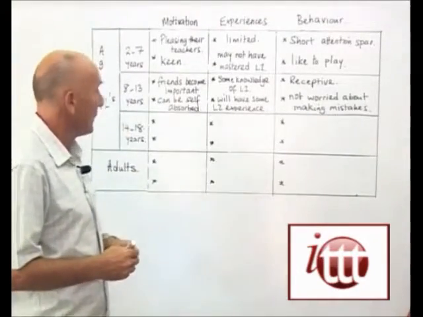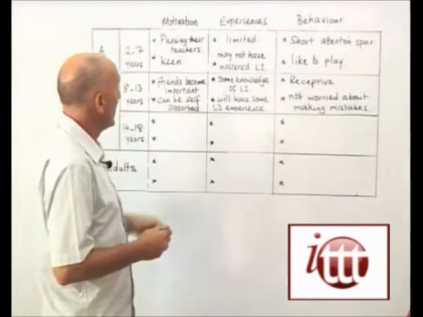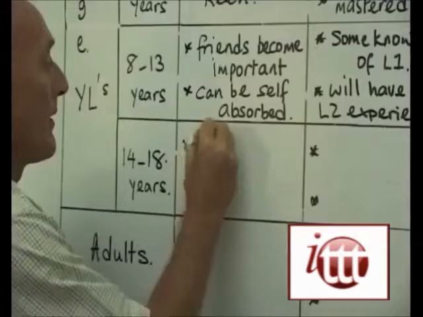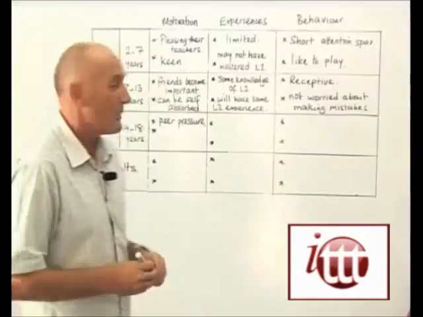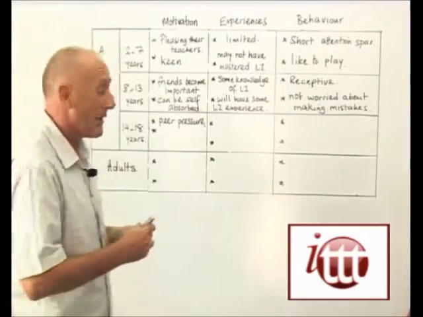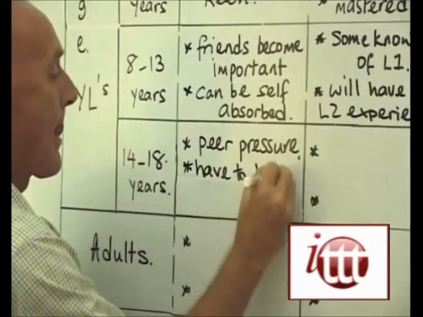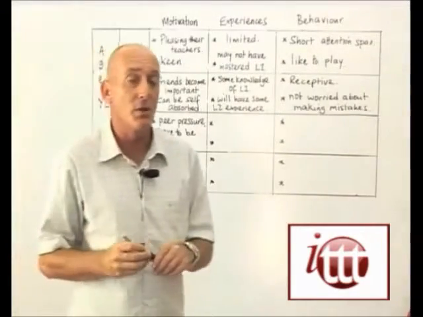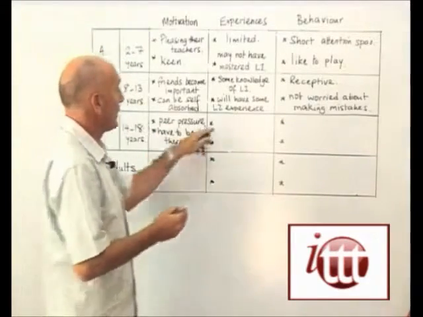Moving on to the 14 to 18-year-olds, so the adolescents, their motivating factors tend to move away from themselves and more to their peers. So peer pressure tends to become a bit of an issue. And also we have the fact that they have to be there. Quite often at this age, they don't have any choice about actually being there, and that can create its own problems.